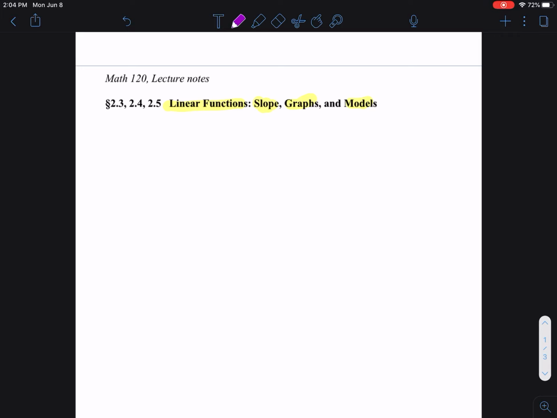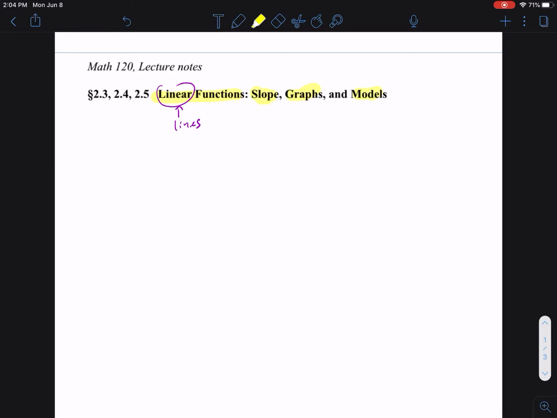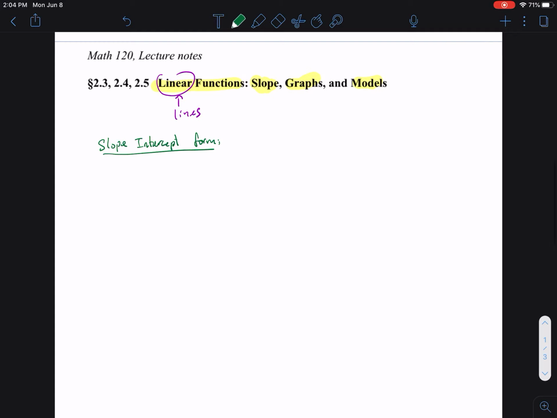By the way, for a linear function, the word linear refers to lines. So graphs are linear, meaning they are just lines. The form that a linear function typically goes in is known as the slope-intercept form. You probably remember this from the previous class, and that is y equals mx plus b.